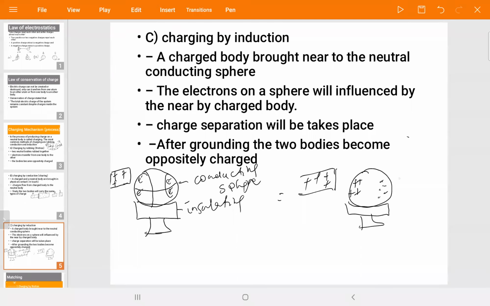And then there is a mechanism called grounding. Let's bring a wire, connect it with the sphere and touch it to the ground. This mechanism is sometimes called earthing or grounding. This is a conducting wire. This mechanism is called grounding.